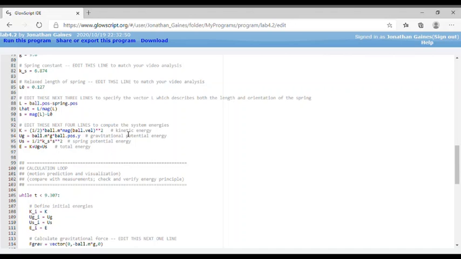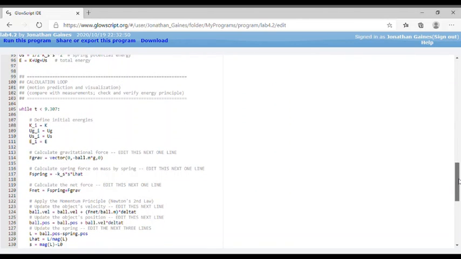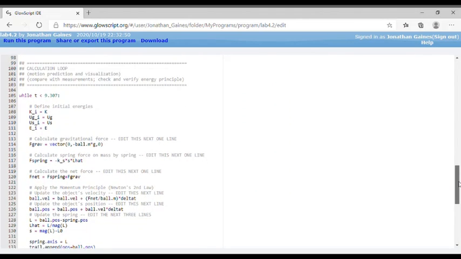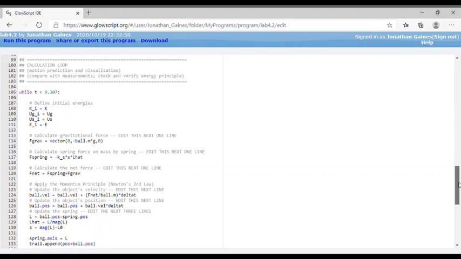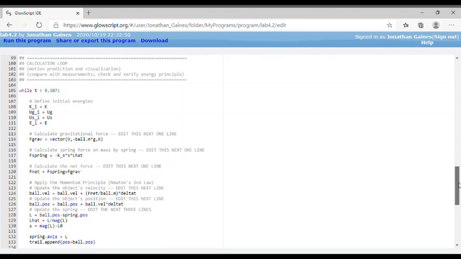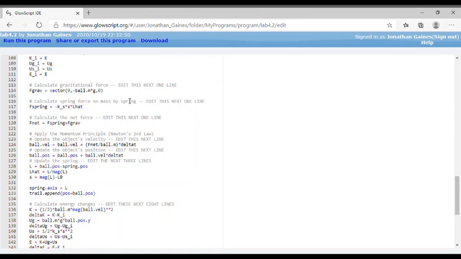First is the kinetic energy, then the gravitational potential energy, then the spring potential energy. And down here is the total energy of the system, which is all of these added up together. Further down I have my while loop, where the time is set. I have the initial energies, then I have my gravitational force, my spring force, and the net force. I then have my velocity update formula and my position update formula.